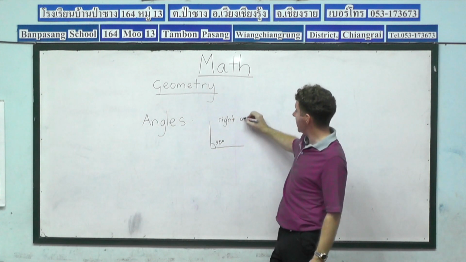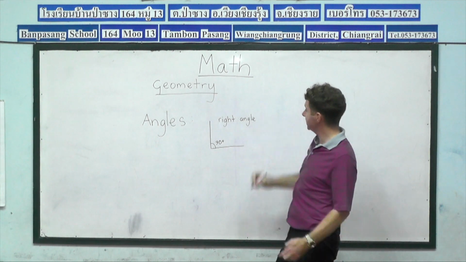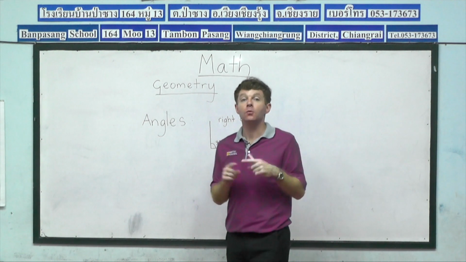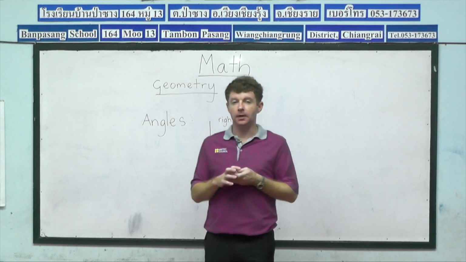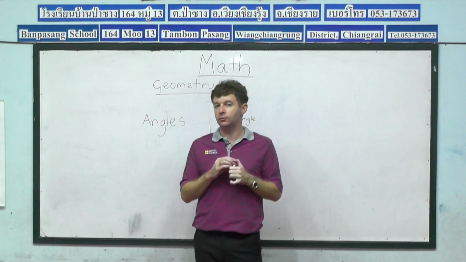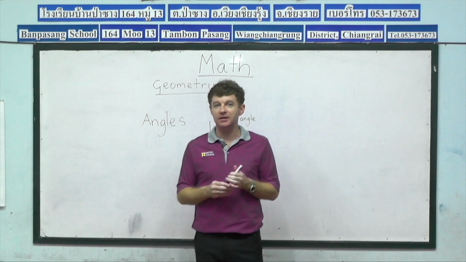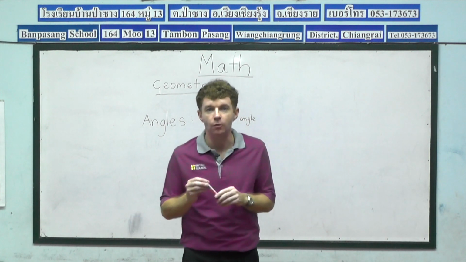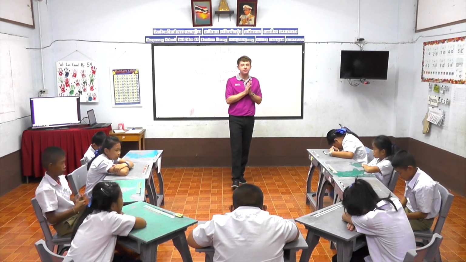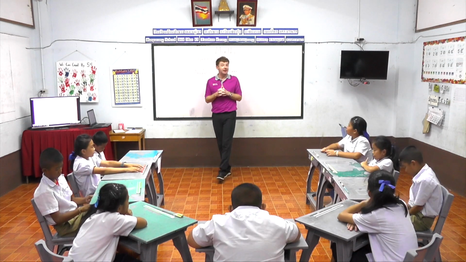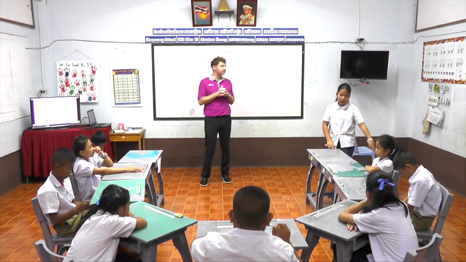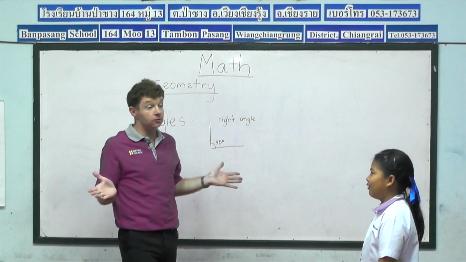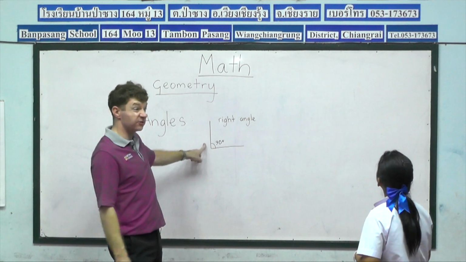R-I-G-H-T A-N-G-L-E. So you see, two lines meeting at one point will create a type of angle. And now I'm going to ask one of my students to come forward and demonstrate their understanding by drawing an angle. So let's see who can come forward today. Okay, let's open our eyes, guys. Lakgao. Lakgao will come and join me today. So Lakgao, any type of angle you like. Just make sure it's not the same as a right angle.